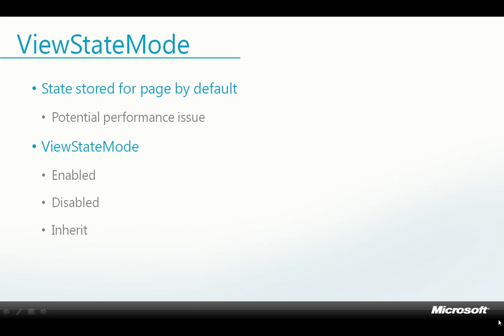The view state mode property has three possible values. It can be enabled, and that enables view state for that control and its child controls, unless they're explicitly set to disabled. And this is the default value at the page level. Then disabled, obviously that disables view state. And inherit means that the state of the particular control that it's applied to is the same as its parent control. Inherit is the default value of the view state mode. So by default, all controls on a page are going to save their view state.